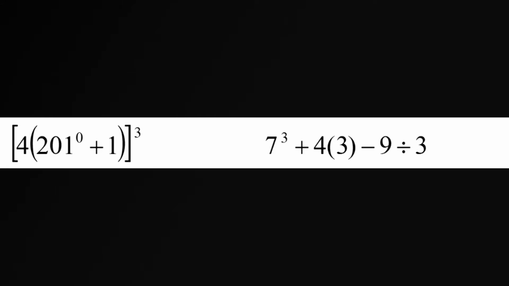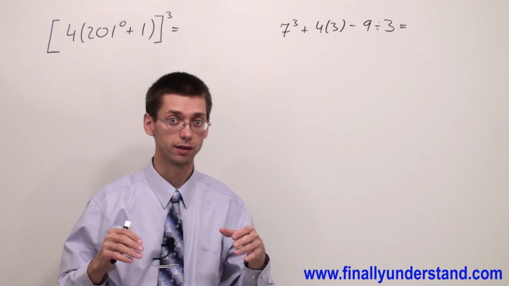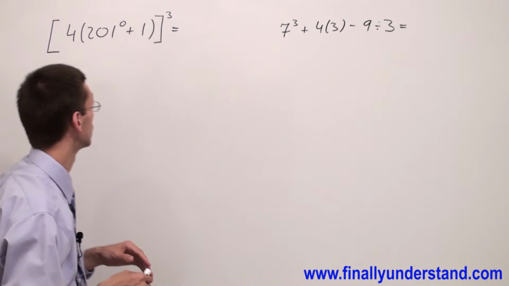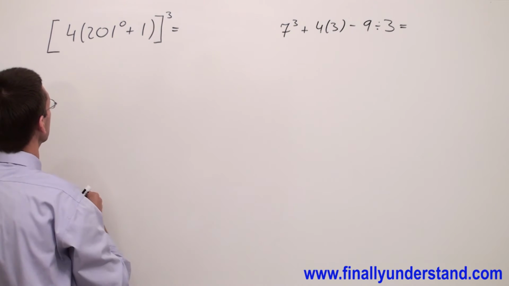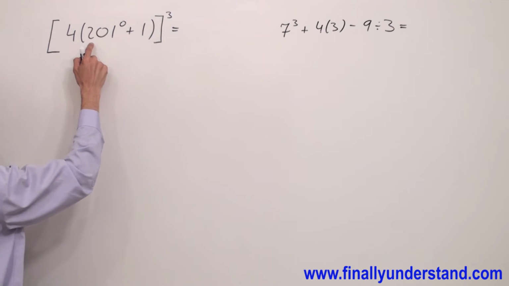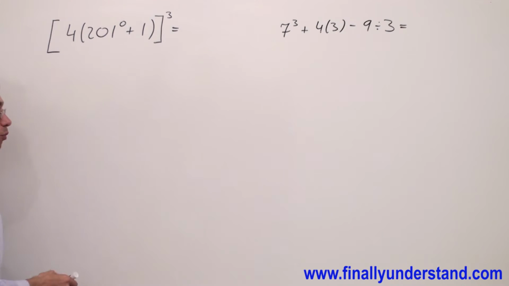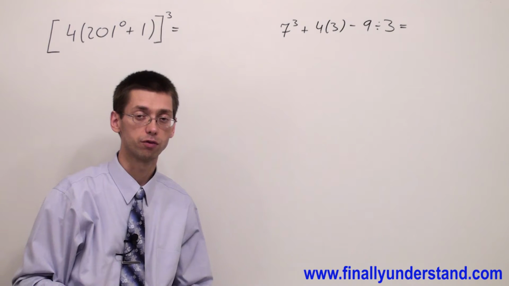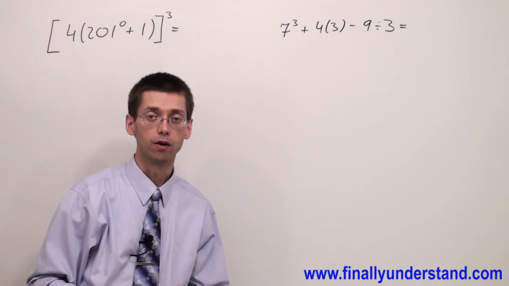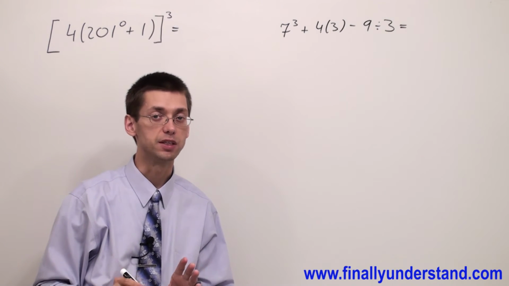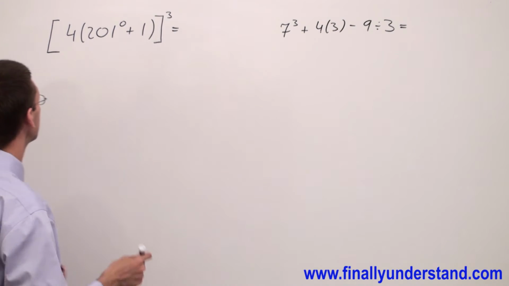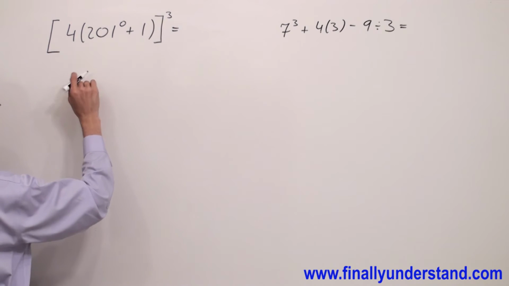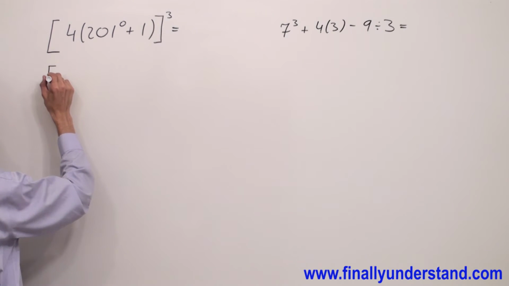Let's take a look at the first problem. We're supposed to perform the operations which are in the inner parentheses. I mean, we have to perform the operations inside of these parentheses. Now, what do we have in there? We have 201 raised to power 0. We're supposed to perform the power first. Remember that any number besides 0 raised to power 0 is equal to 1. This time we have 201 raised to power 0, so this is going to be nothing else, just 1.